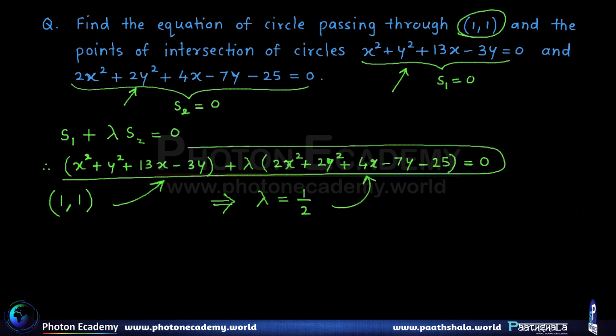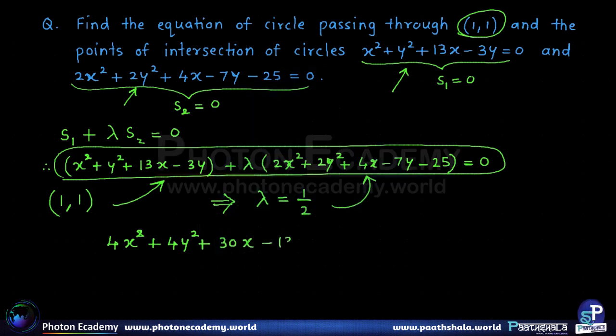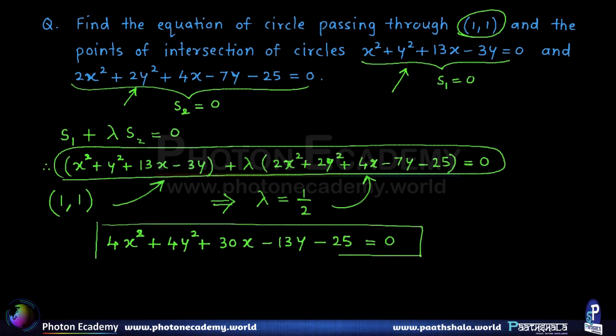entire equation once again, we get the equation of the required circle as 4x square plus 4y square plus 30x minus 13y minus 25 is equal to 0. So you can verify by putting lambda equal to 1 by 2 in the above equation. That is the equation of the required circle.